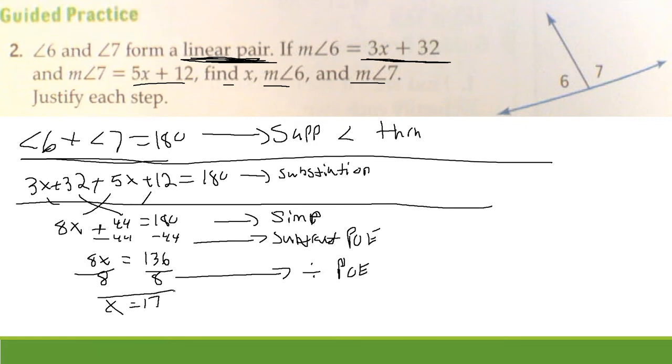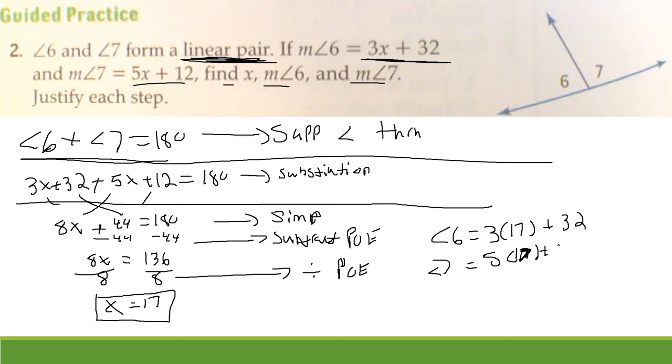So this is what x is, and then I'm basically done with my proof part, because now that I know what x is, I can plug it in to find out what angle 6 and angle 7 are. So angle 6 would be 3 times x, or in this case 3 times 17 plus 32. And then angle 7 would be 5 times 17 plus 12.